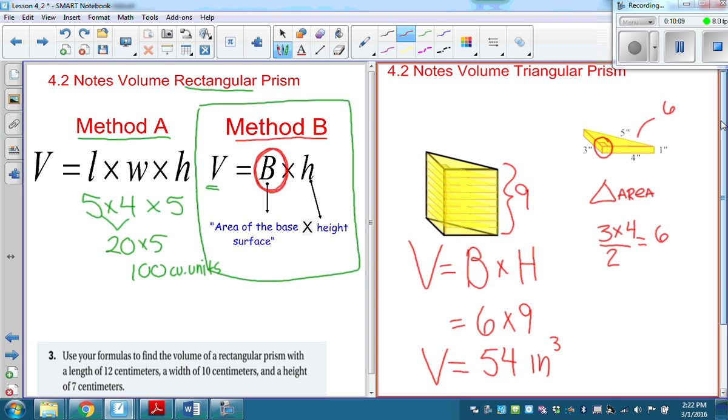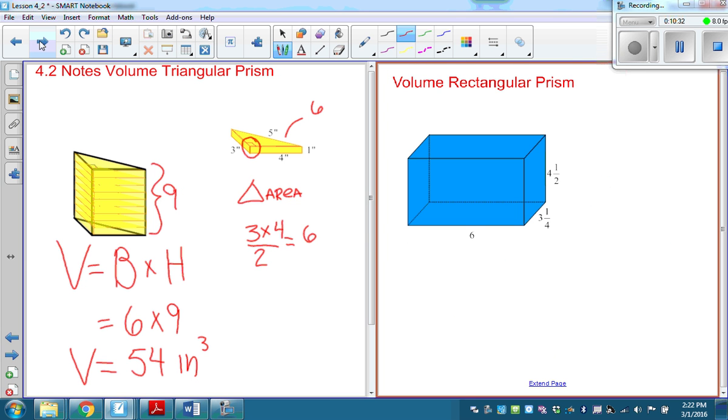Give me a thumbs up, thumbs down. How are we doing on that? Okay. So I really prefer method B because it works for everything. You just find the area of the surface shape, and then you multiply by how high it is. But some people prefer method A for rectangular prisms because you can just take the three numbers and multiply them.